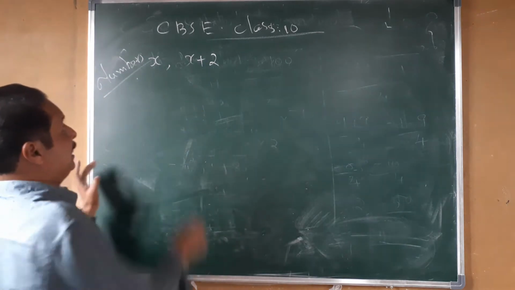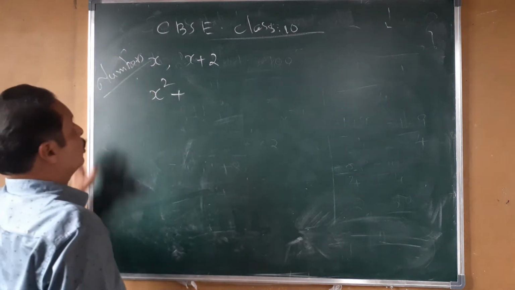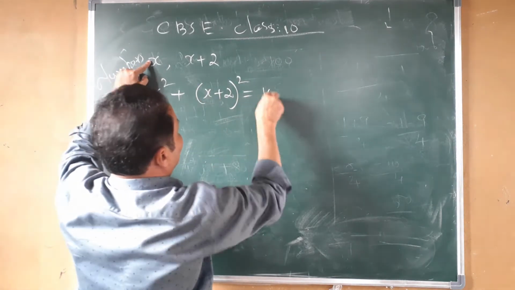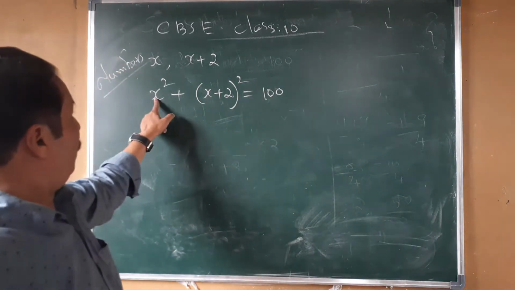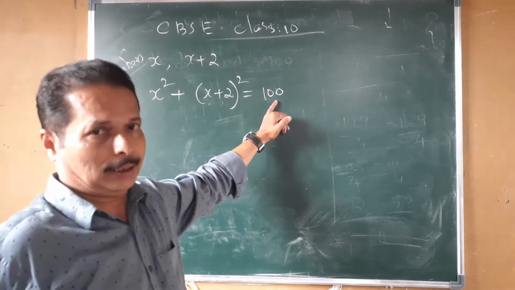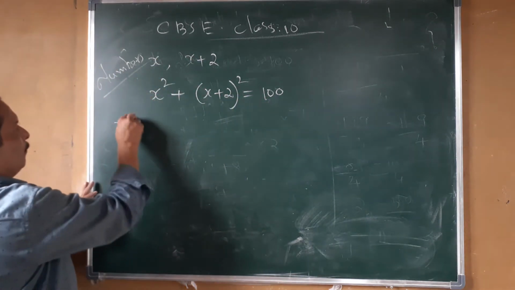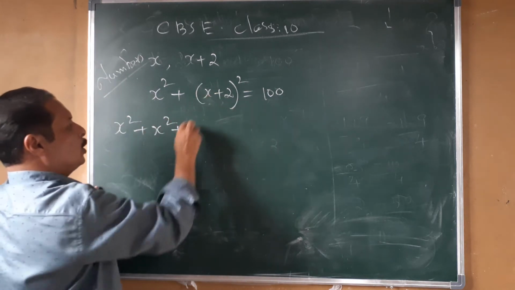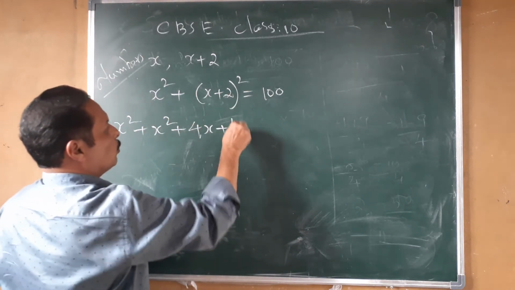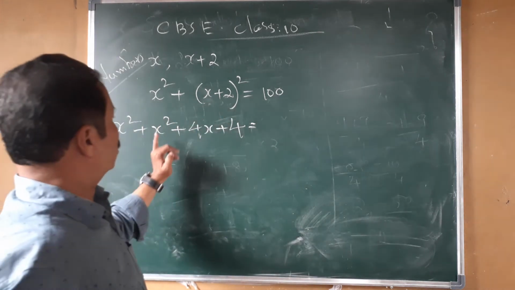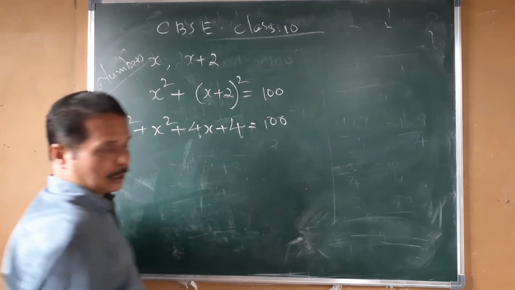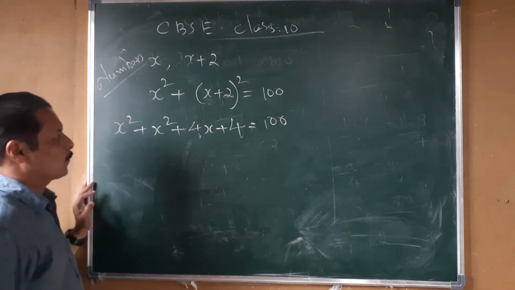The given data is the sum of the squares. So x square plus (x plus 2) whole square is given as 100. Sum of the squares is 100. Here it is x square, and you studied (a plus 2) whole square: x square plus 2 into 2, 4x, plus 2 square, 4. Remember, (a plus b) whole square is a square plus 2ab plus b square. That's equal to 100. Is it clear?